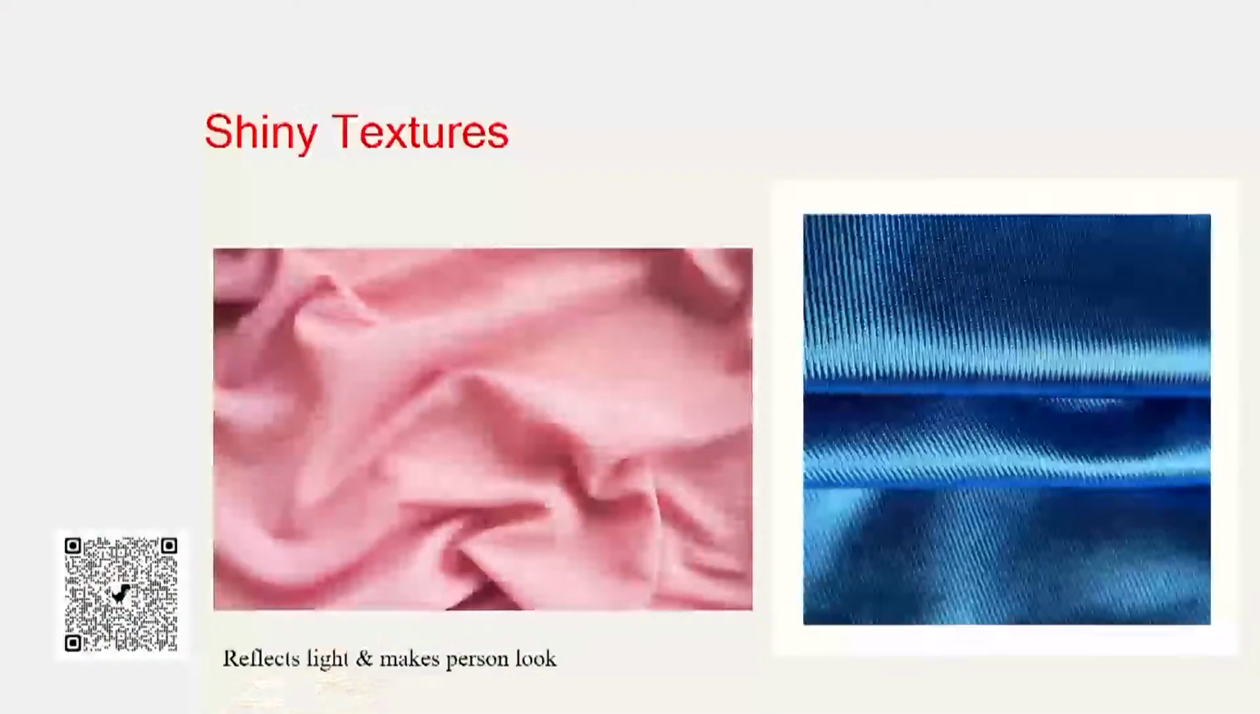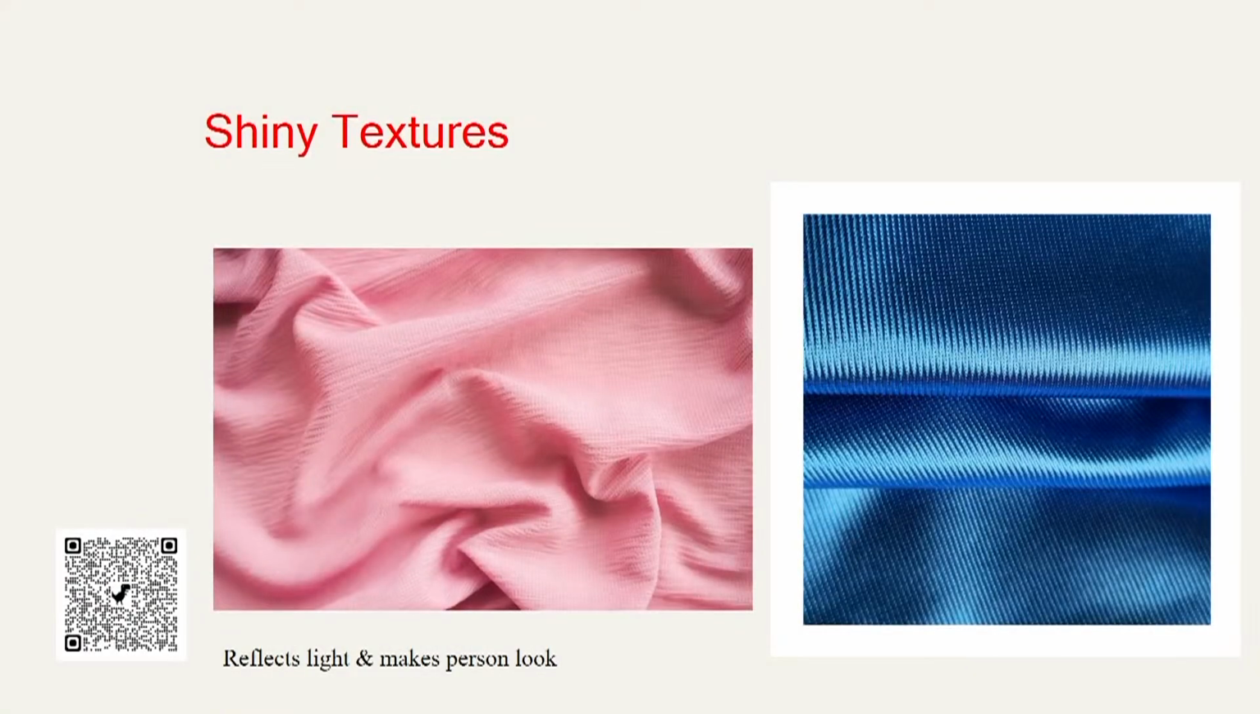Now let's move on to the next category of texture, which is shiny texture. Silk is a very common example. Another good example which will make shiny texture is rayon fabric, or fabrics which have sequin work or zari work on it. Shiny textures help reflect light, and they will also make the person look a little larger or wider. However, they look very classy when worn during a festive occasion, a wedding occasion, or a celebratory occasion.